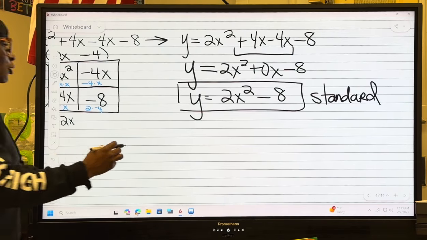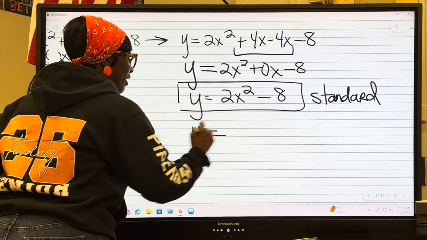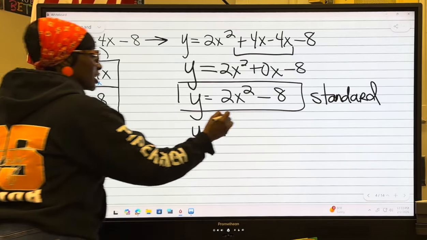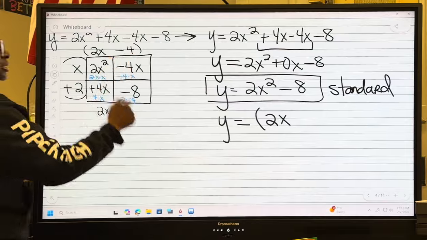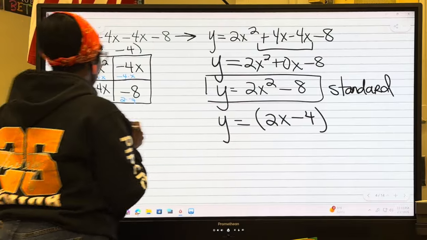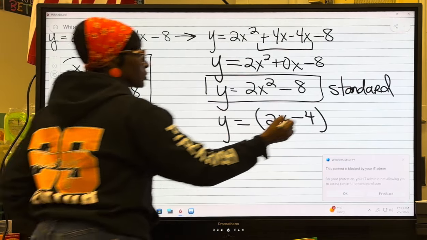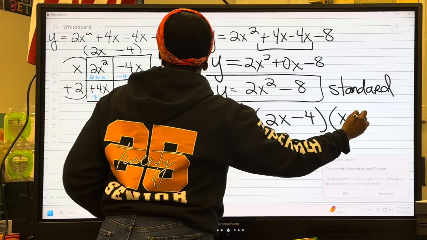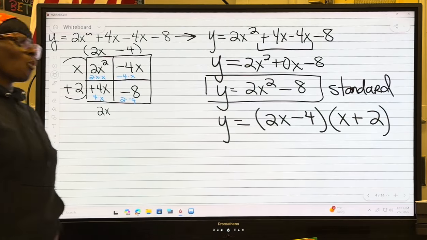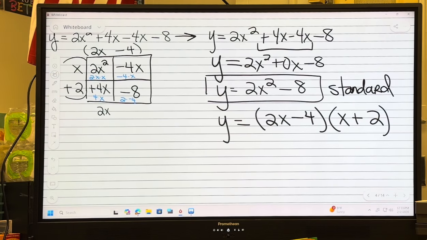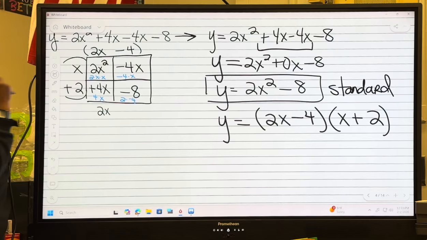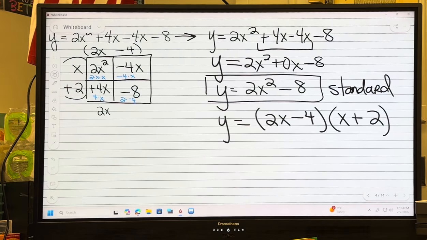Now, what's the other form? Factor form. So I'm going to go ahead and write it in factor form. Put y equals. Then I'm going to put 2x. Where am I getting this from? What we had right here. 2x minus 4. And then what is this going to be? X plus 2. Where did I get those from? Right here and right here. Is everybody with me? These are my factors, and I'm writing my thing in factor form. Is everybody good? Yes?